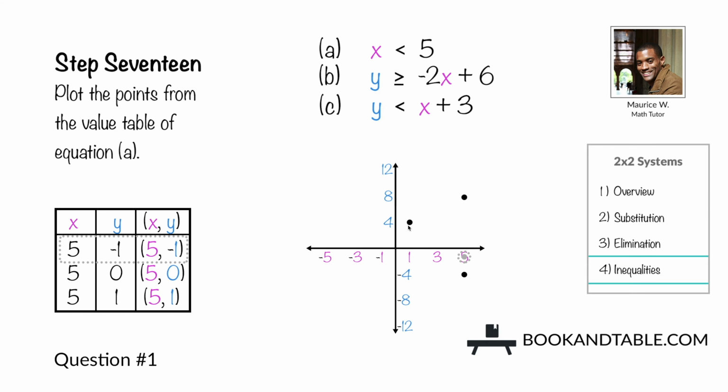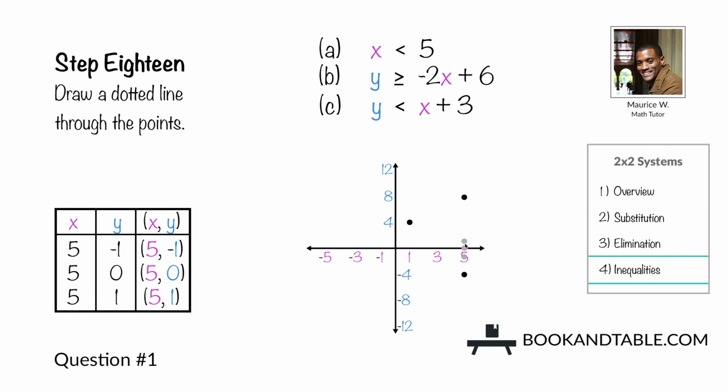And the first point is 5, negative 1. The second point is 5, 0. And the third point is 5, 1. And now with these 3 points, we can draw a dotted line to create the line for inequality A. And it's dotted since it's less than, but not equal to.